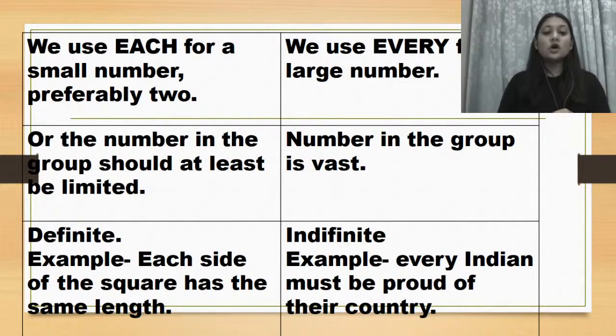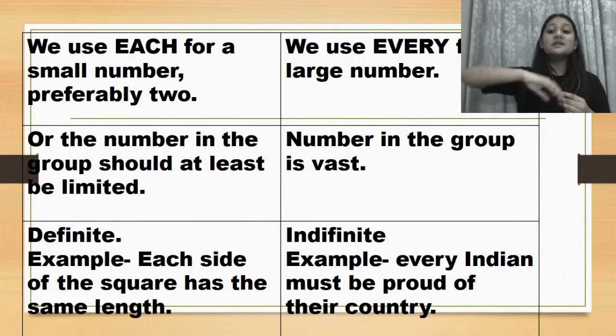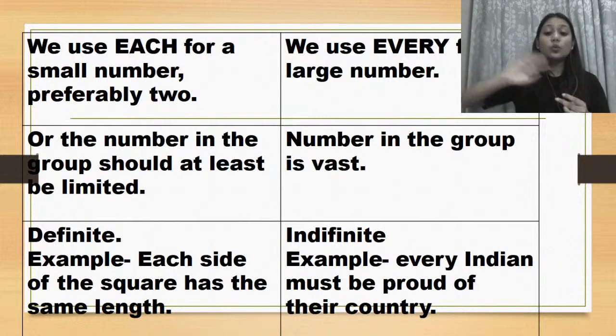In the scenario of each, if the number is limited, if the number is small enough, you are going to use each. If the number is huge, gigantic, vast, humongous, right? You are supposed to use every. So each talks about two, or a limited set of things happening there. But when it comes to every, it's a large number, right?